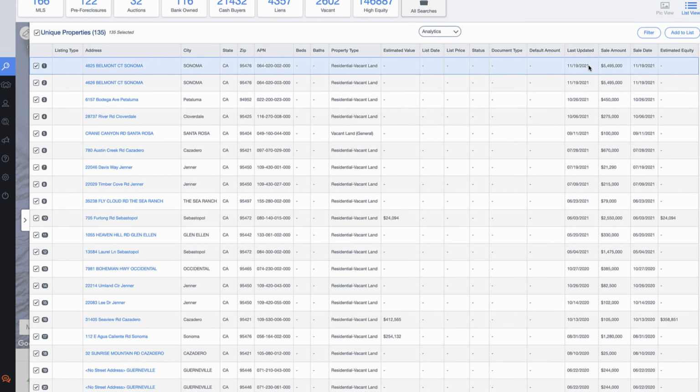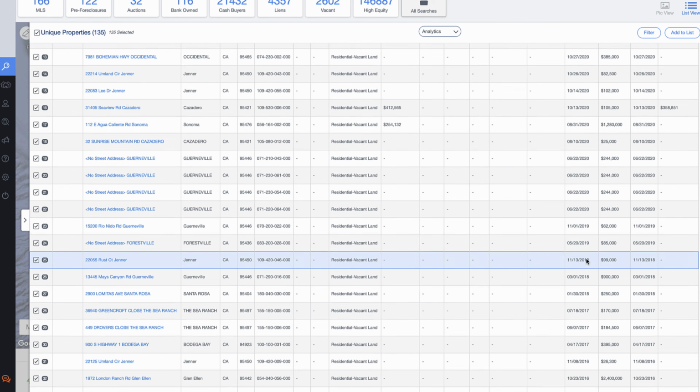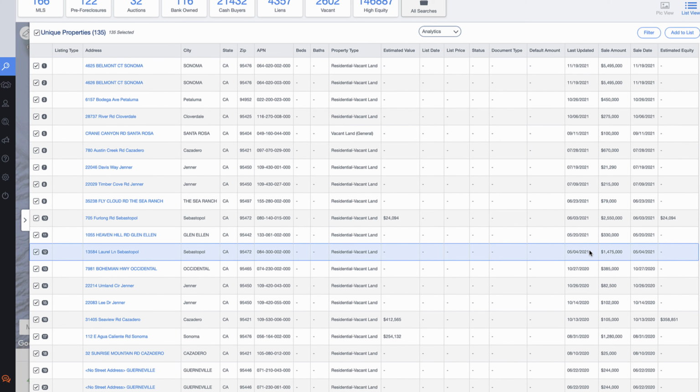And you can see that in some cases it's like a month old, and in other cases it's several months old, sometimes even years old. But at least it shows you that, and you can kind of decide based on that whether or not you actually want to use that on your list or not. So it's just a helpful thing to be aware of.